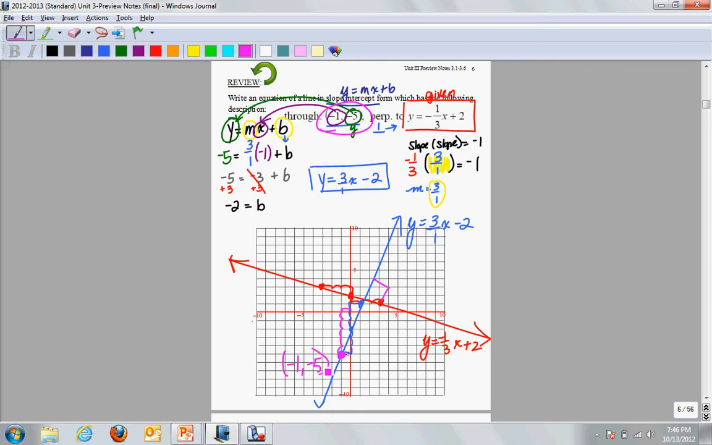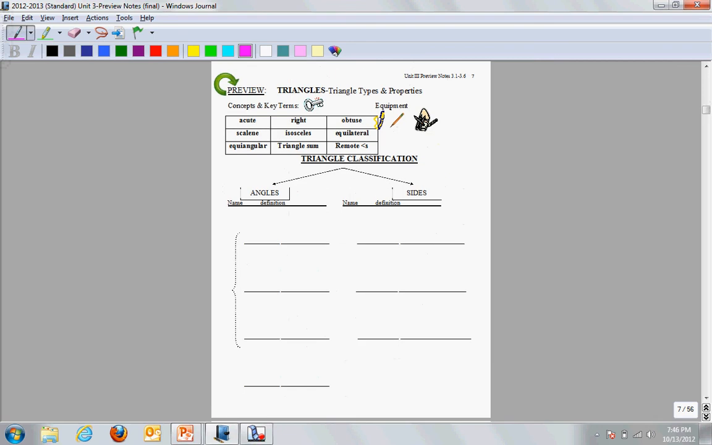Now let's address our new information for today. For today, we're going to talk about what kind of triangles are out there and a couple of important, very simple qualities about triangles. First, we're going to start with triangles classified by their angles and then classified by their sides.